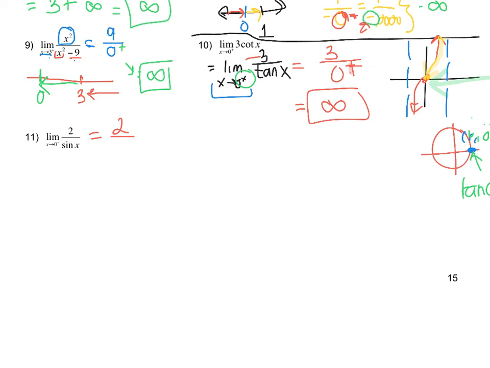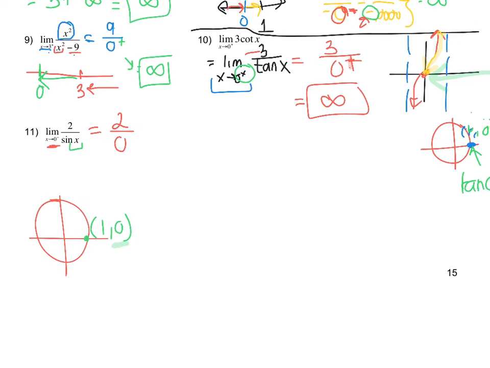So the sine function, here's a couple ways you could think of it. Here's our unit circle, and we're approaching 0, meaning x is the rotation here. So 0 degrees puts us at (1, 0), and the sine of that is 0. So if we just use direct substitution here, which we can't because we've got 2 divided by 0, but remember x is approaching 0 from the left.